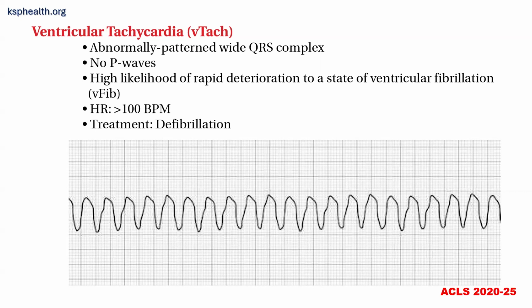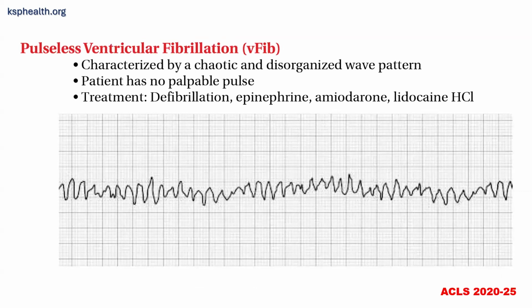Immediately identify and shock. Pulseless ventricular fibrillation. Ventricular fibrillation is always pulseless, characterized by a chaotic and disorganized wave pattern. The patient has no palpable pulse. Treatment: defibrillation, epinephrine, amiodarone, and lidocaine.